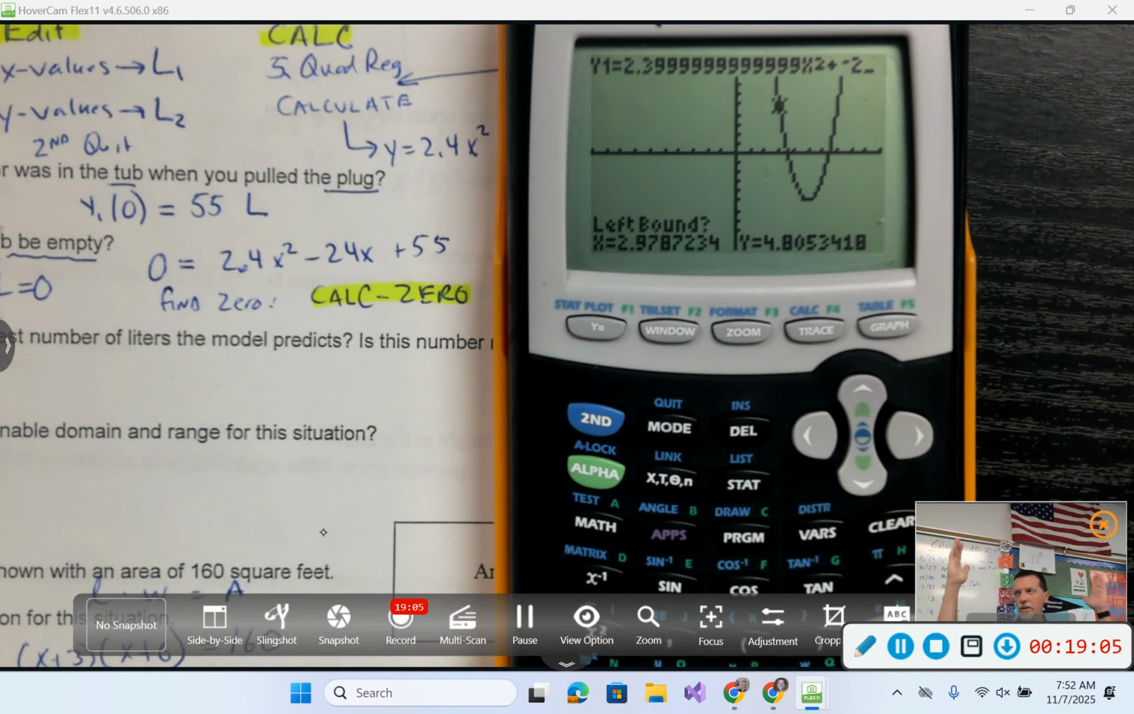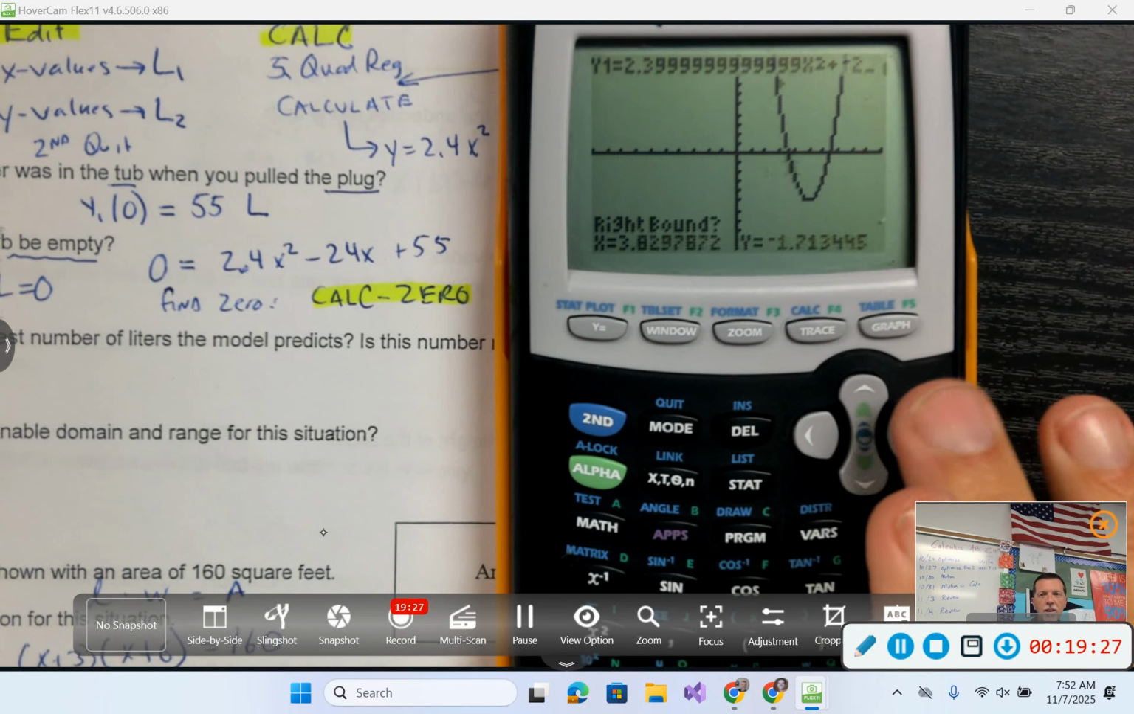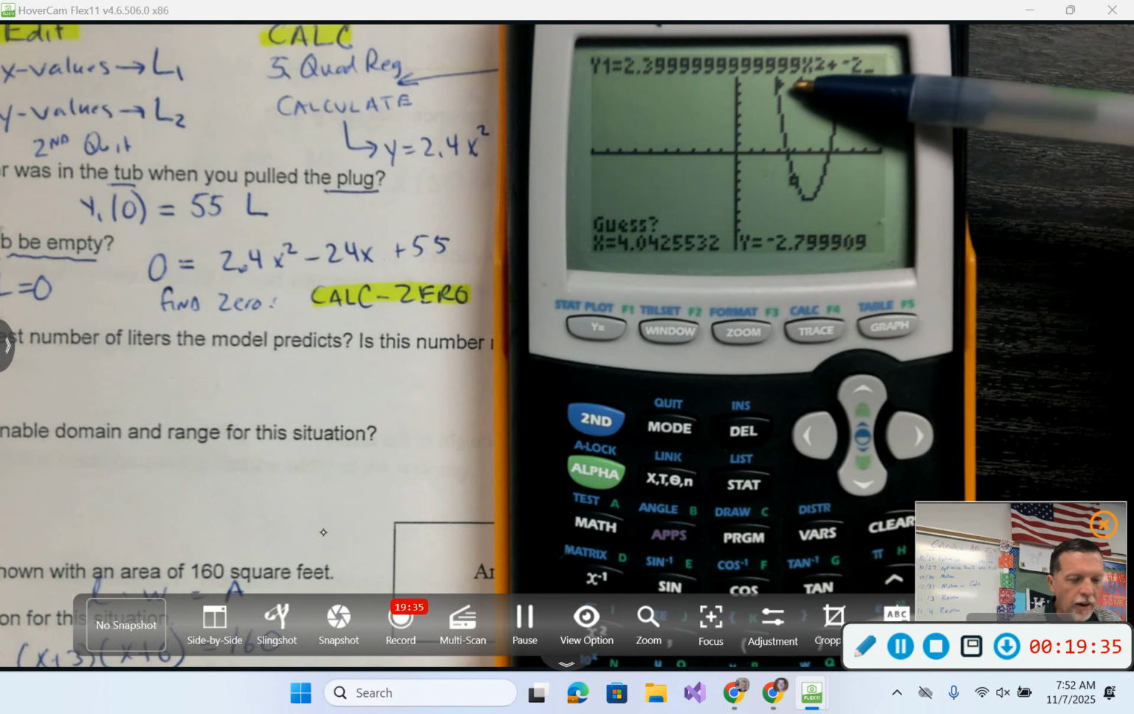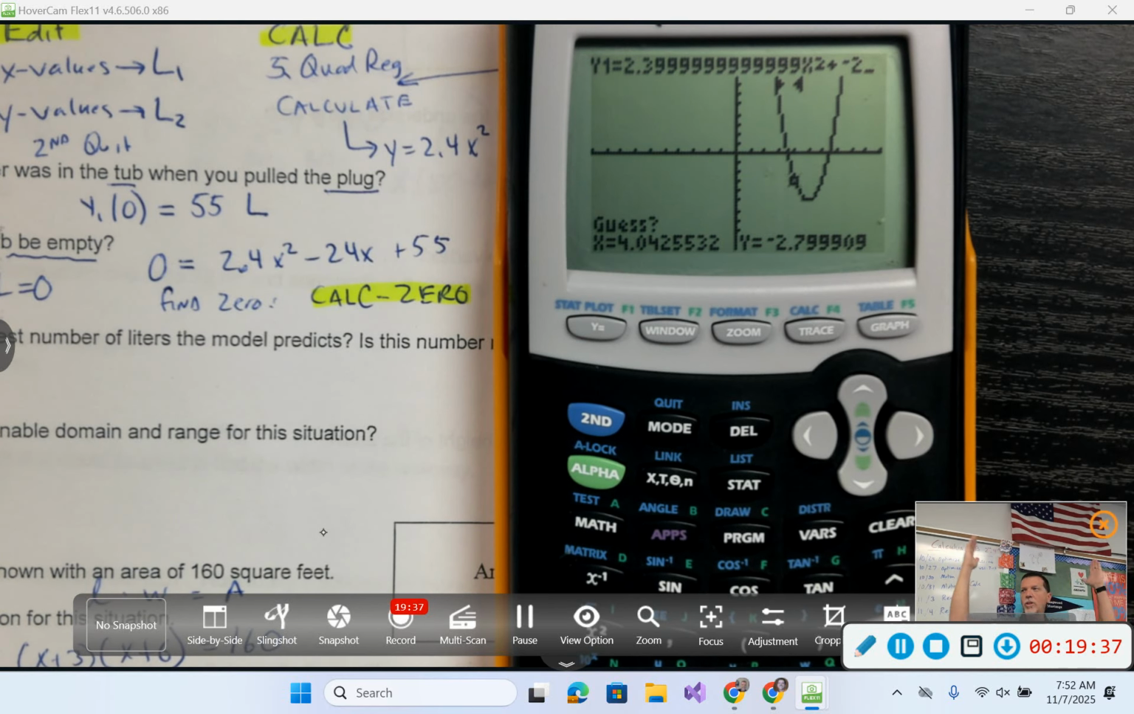What you're doing is you're telling your calculator where to look for the 0. So you need to give it a left bound and a right bound, and then your calculator will look in between there to find it. So you have to tell it where to look. So left bound, as long as you're left of the 0, you can hit enter. And then it says right bound question mark. So you've set the left end. Now you need to scroll over and tell it where to stop looking for the 0. So get to the right of the 0 and press enter. And if you notice there's a couple of arrows up there, that's telling you that you set the bounds here and here to tell the calculator to look for the 0 between here and here.